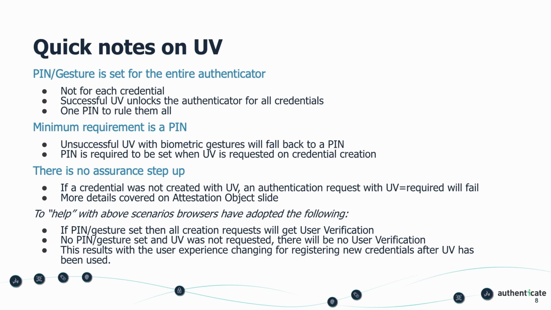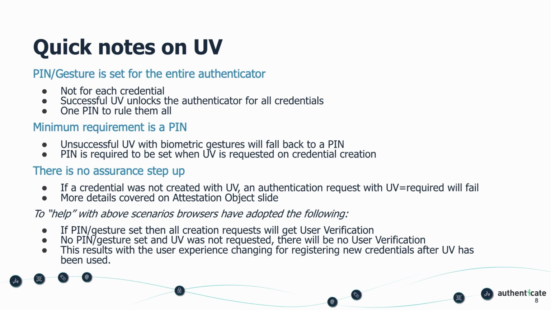which folds right into the next one. The minimum requirement is a PIN for user verification, right? So an unsuccessful biometric user verification will fall back to a PIN. And to enroll a fingerprint on a FIDO authenticator that has biometrics, you have to set a PIN first before you can then enroll your fingerprints. So minimum requirement, you're always going to end up with a PIN. If you're using user verification flows, there's always going to be a PIN involved.